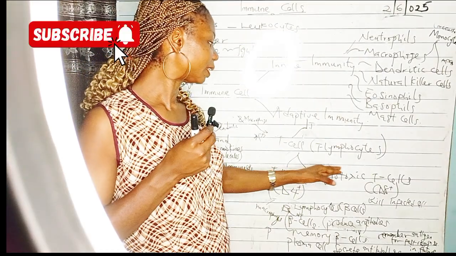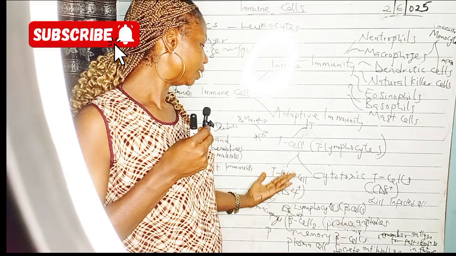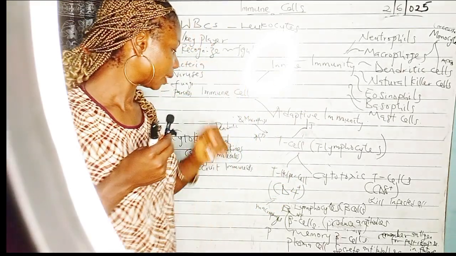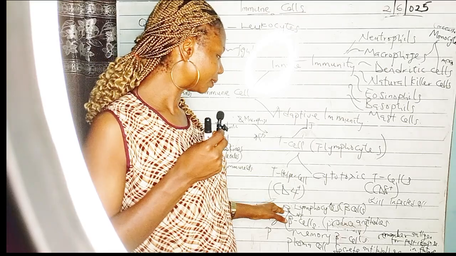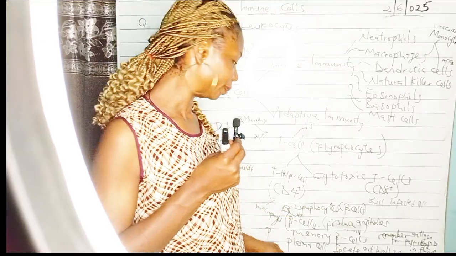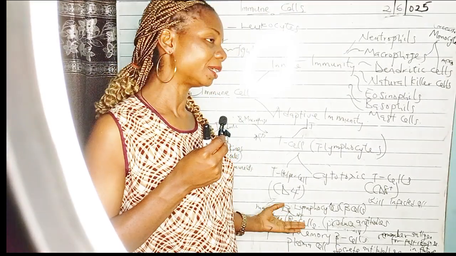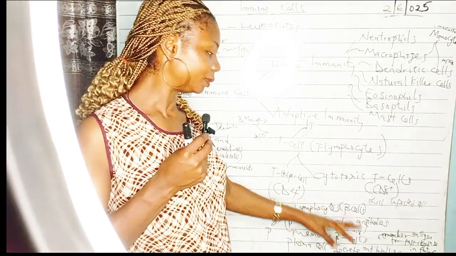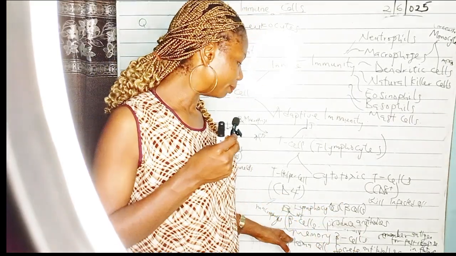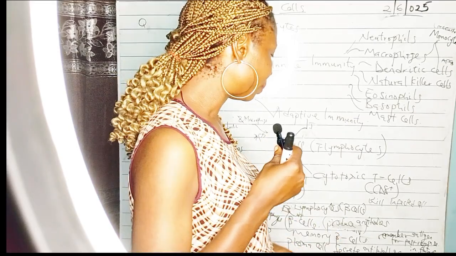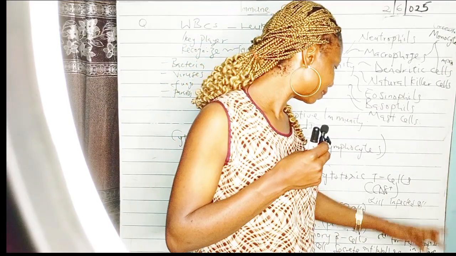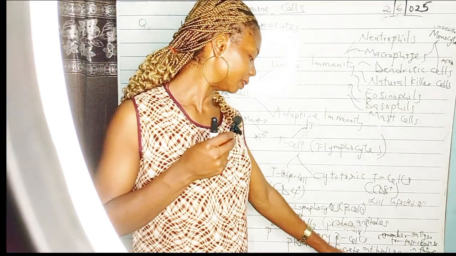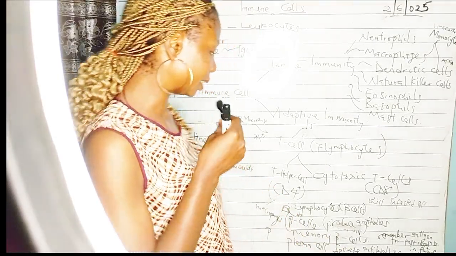And T lymphocytes differentiate into what? Into two: the T helper cells, CD4, and the cytotoxic cells, CD8. And then the B cells, which are produced in the bone marrow, differentiate into plasma cells and memory B cells. The plasma cells produce antibodies, while the memory cells recall what? They recall past response in future infection. The plasma cells secrete antibodies.